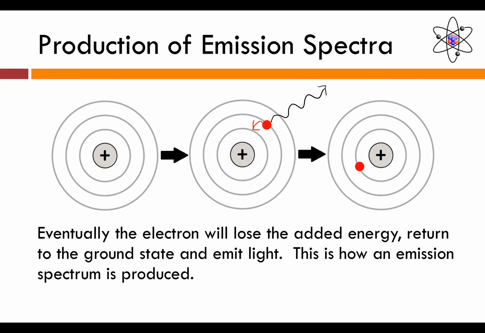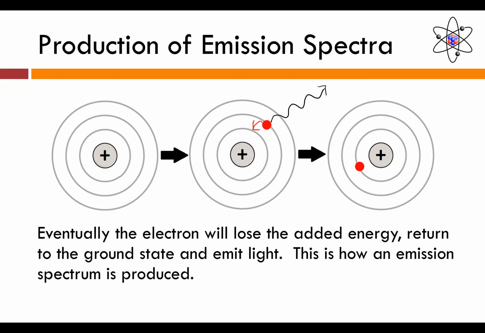So just to rehash that: in the ground state, electrons are as close to the nucleus as possible. Energy gets absorbed by the electron. They move farther away. We call that an excited state. Eventually, the electron will give up that energy. It will emit it in the form of light, and it will return to a lower energy level. And that's how we get the emission spectrum.